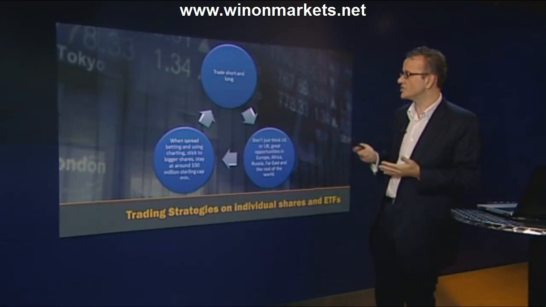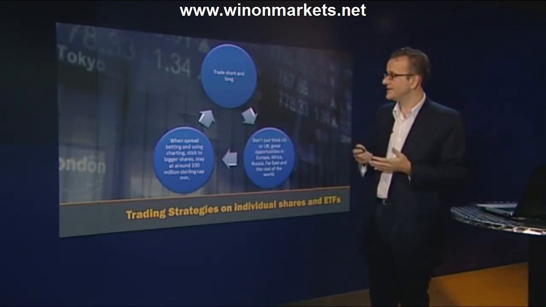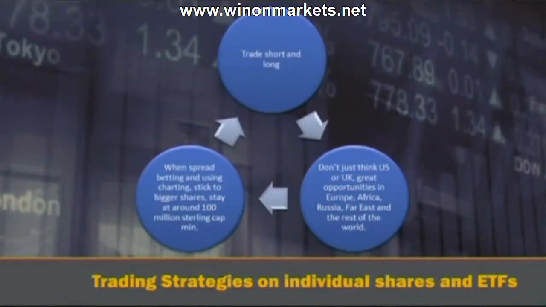So we can trade long or short, and again, shares and ETFs. We can use spread betting, and stick to bigger shares, especially when you're first starting out. I normally go with 100 million sterling or more, because the smaller shares tend to be more volatile. The spreads, the difference between the buy and sell price, tend to be quite wide. And remember, with the buy and sell price being wide, you need to jump quite a bit just to break even.